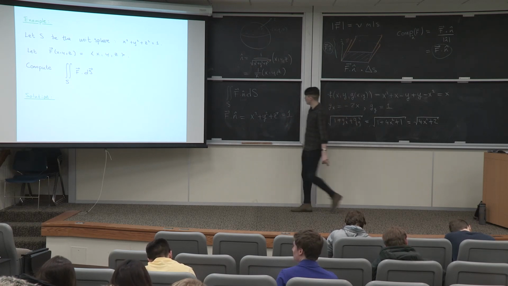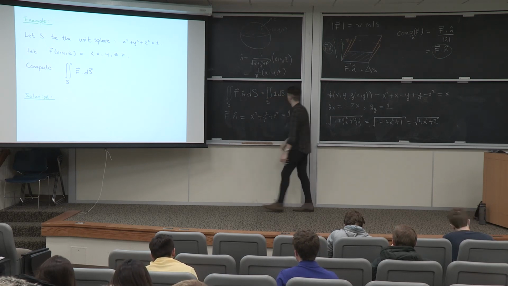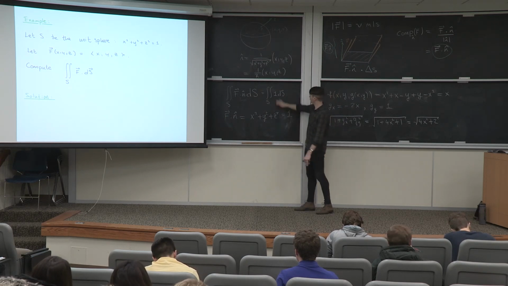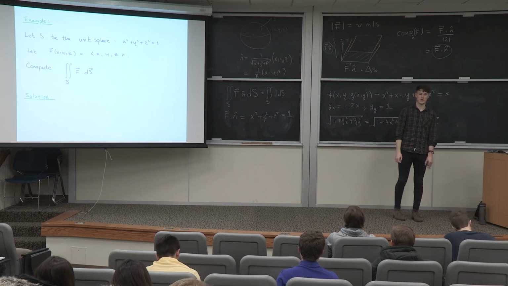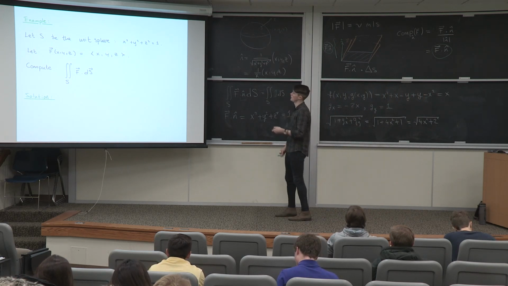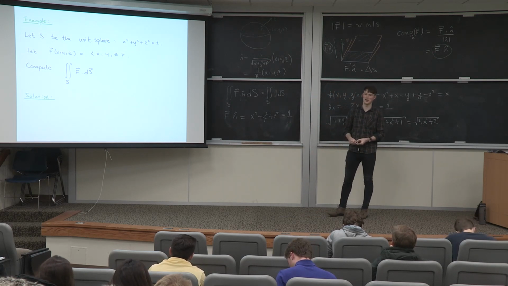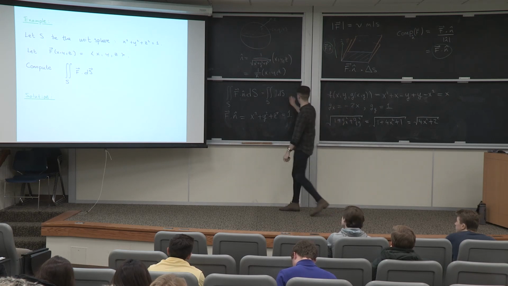So to compute this, I just want to integrate 1 dS. What does this look like? This is the formula for surface area. This is just the surface area of the unit sphere. And what's the surface area of the unit sphere? 4 pi r squared, and if r is 1, 4 pi.